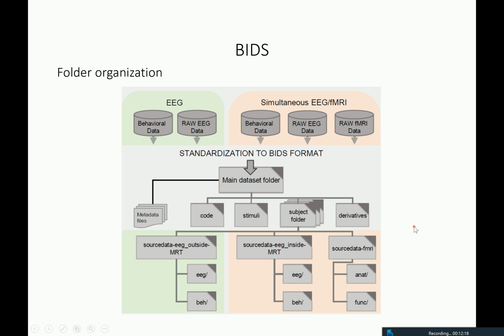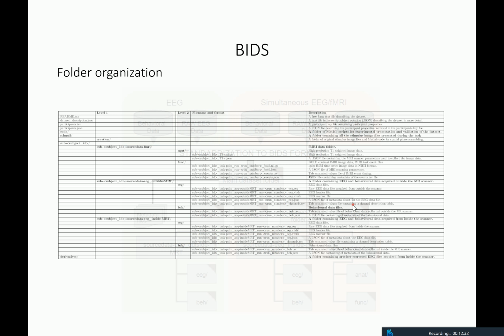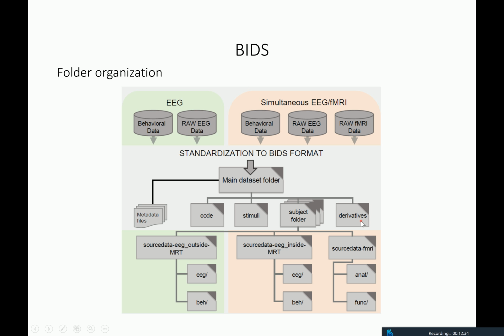So because we had simultaneous EEG-fMRI data, we organized things in subject folders. We have an additional folder, stimuli and code, and I thought that was a thing, because this derivatives folder is also of interest. So derivatives is relatively small here.